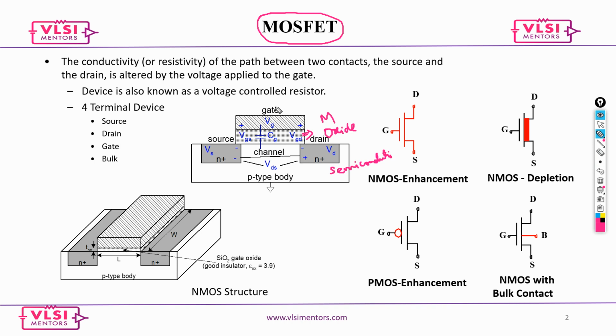So if you look at this cross sectional view, it's a simple thing. This is your MOSFET. This is going to be your gate, this is going to be a source, and this is going to be a drain.